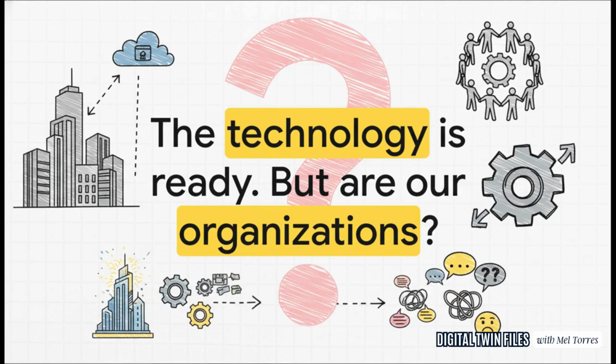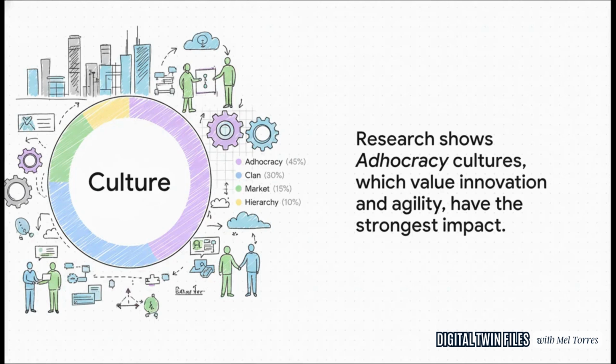And check this out. This is fascinating. It turns out that organizational culture is a massive predictor of success. Research shows that so-called adhocracy cultures have by far the most positive impact on digital transformation. What's an adhocracy? It's a culture that's all about being agile, innovative, and dynamic. It's the opposite of a rigid top-down hierarchy. These are the environments where new ideas, like digital twins, can actually take root and flourish.